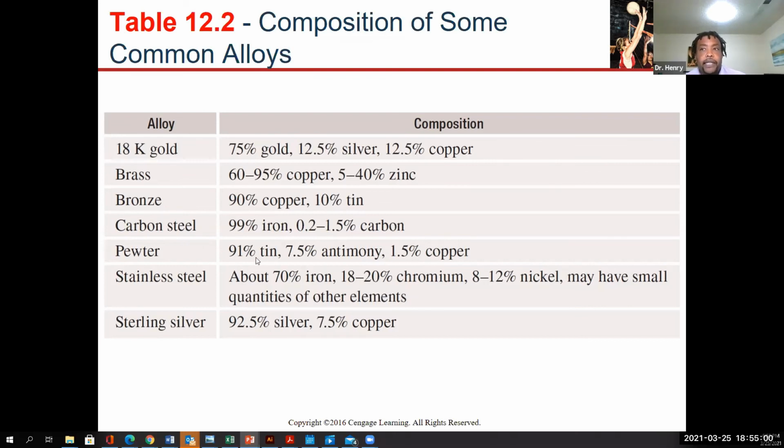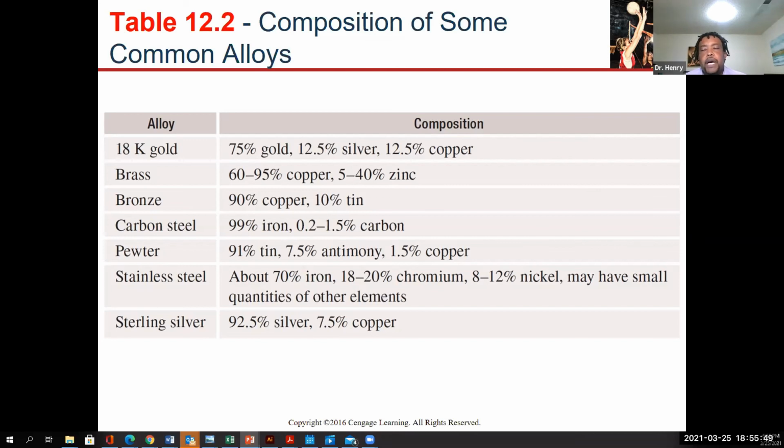Pewter is 91% tin, 7.5% antimony and 1.5% copper. Stainless steel is 70% iron, 18 to 20% chromium, 8 to 12% nickel. And then occasionally it'll sprinkle in some magnesium or manganese. Some other metals occasionally too. So sterling silver, 92.5% silver, 7.5% copper. So in that case, you're having both of those elements in there, and they're just delocalizing their electrons, but they're still interacting, okay?